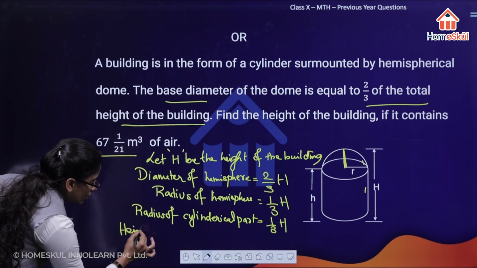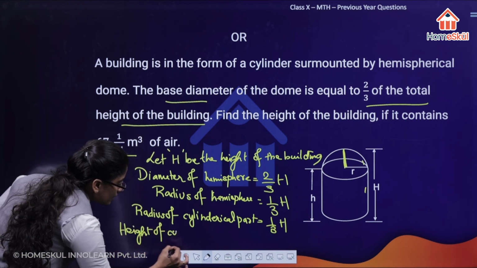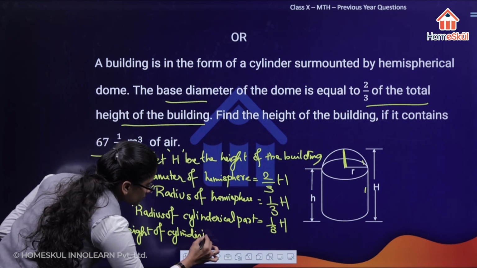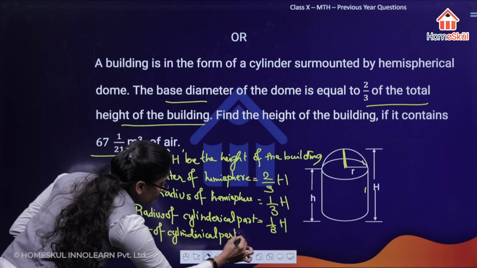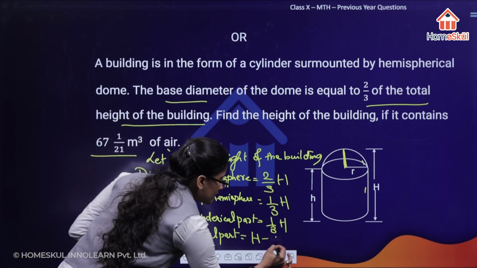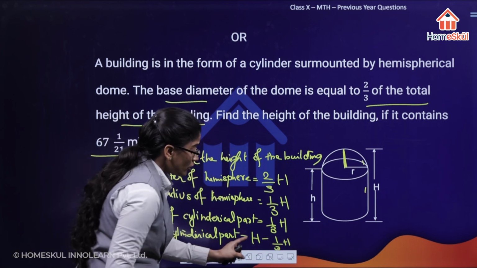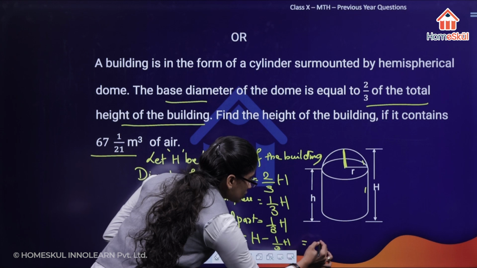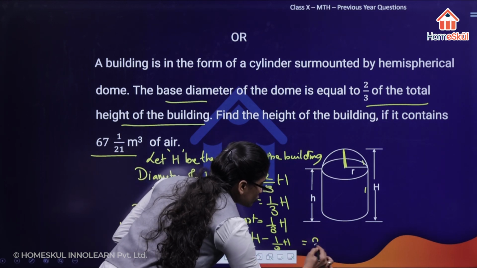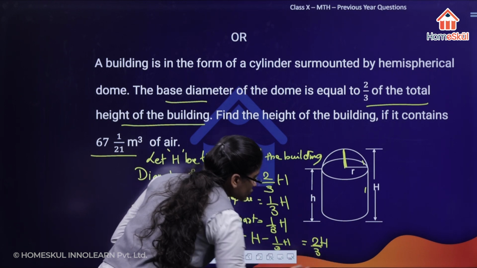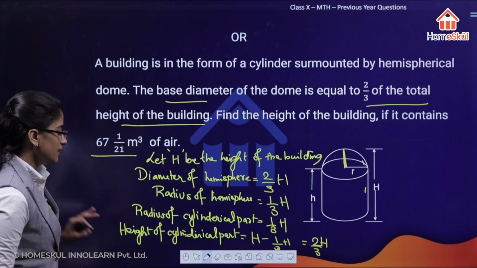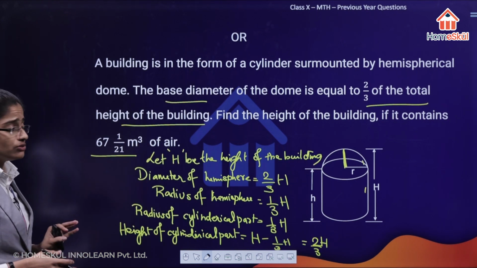So the height of the cylindrical part is equal to the height of the building minus the radius of the dome. That is h minus 1/3 of h, which will be (3h minus h) divided by 3, which will be 2/3 h, right? It will be 2/3 h. Okay, now we have all the values required.